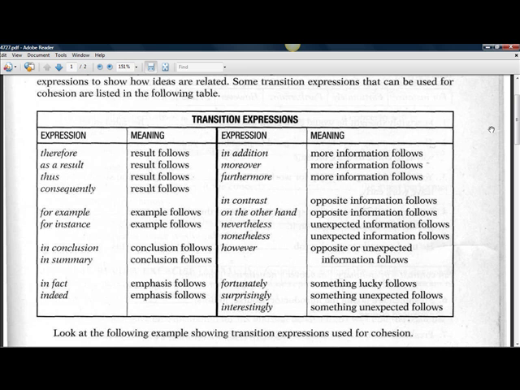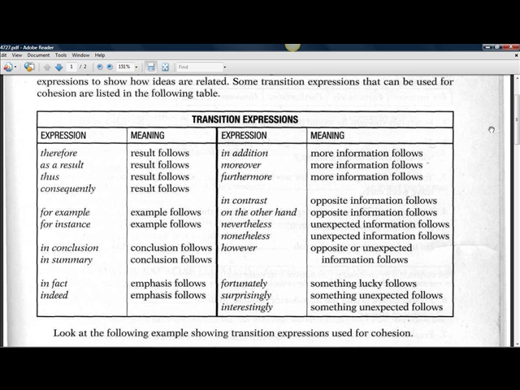Then we have an expression, therefore, as a result, thus, consequently. You know those words, but maybe you don't know them in English as much as you do in Spanish, but the meaning is results follow. Therefore would be por tanto. Thus would be así or de este modo. And consequently, of course, is por consecuente.